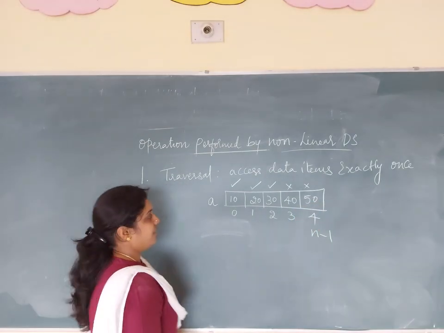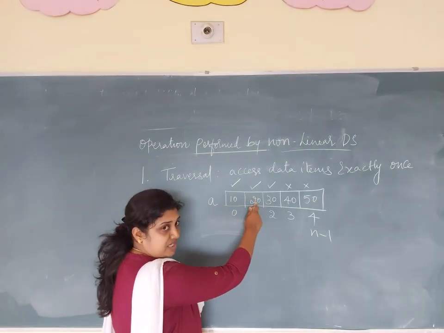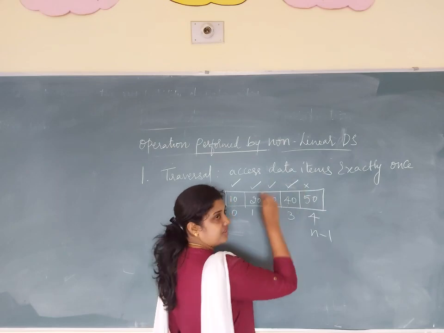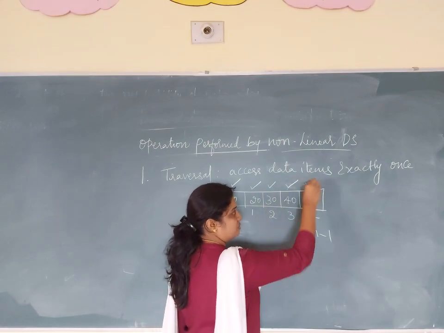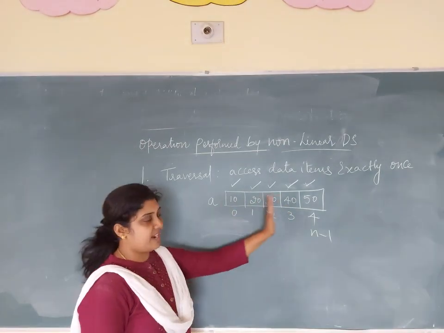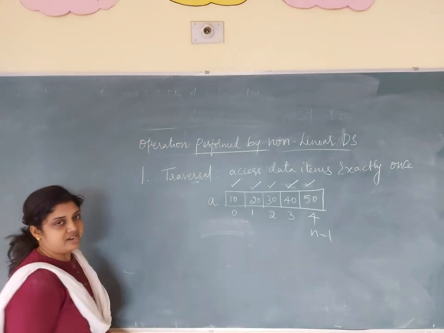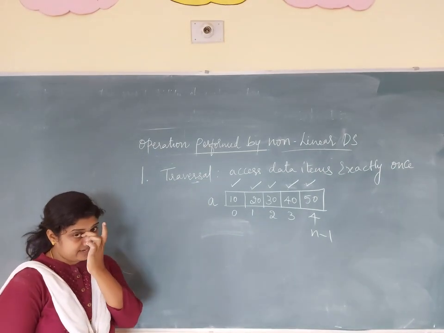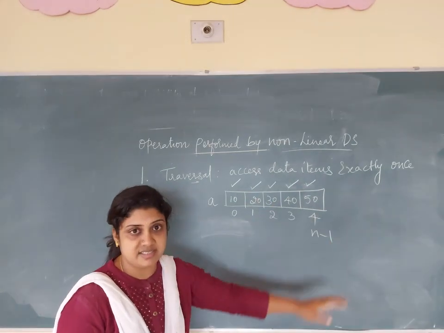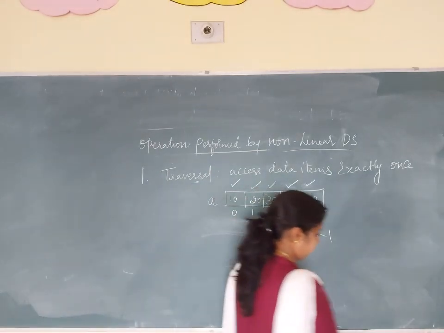Now again, the second time, I have accessed 10, 20, 30, 40, and I have accessed 50 also. All the data items I have accessed one time, we are calling as traversal. Each data item accessed exactly once is called traversal.